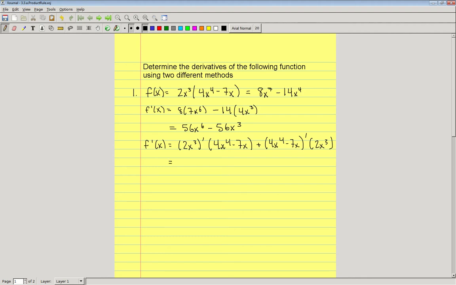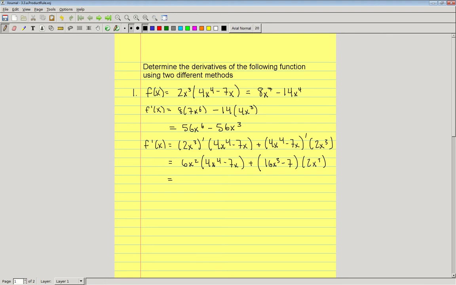So we differentiate now 2x cubed and get 6x squared, and we're going to be multiplying that by the second function here, left alone. Then we differentiate the expression 4x to the fourth minus 7x to get 16x cubed minus 7. And then that is going to be times 2x cubed. Now we need to do some distributing before we can find like terms and combine them.